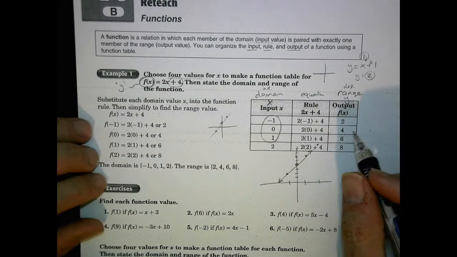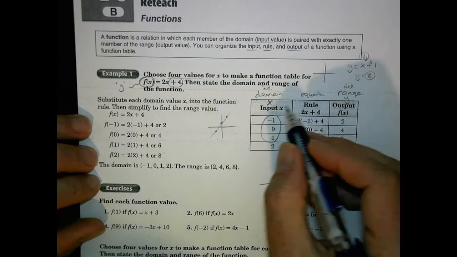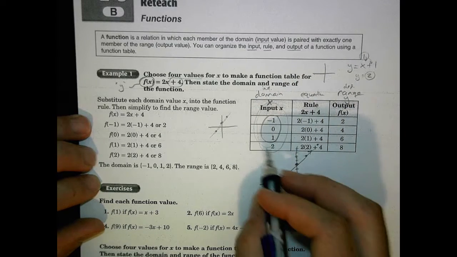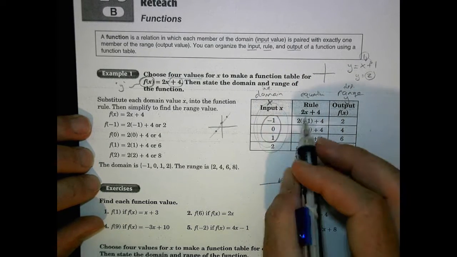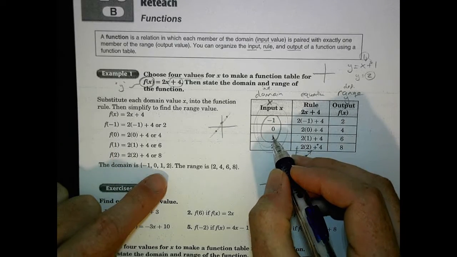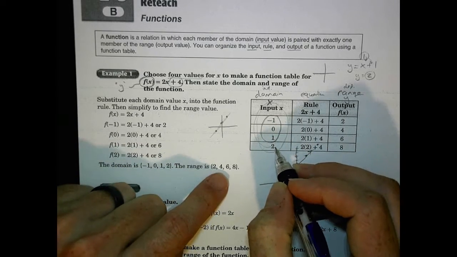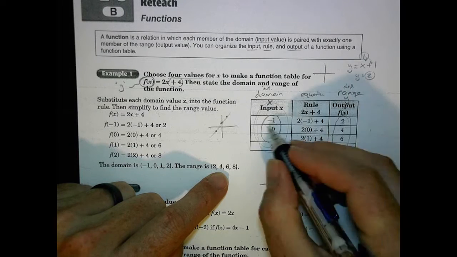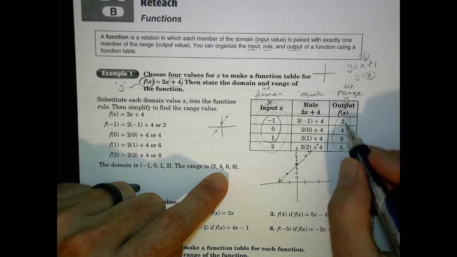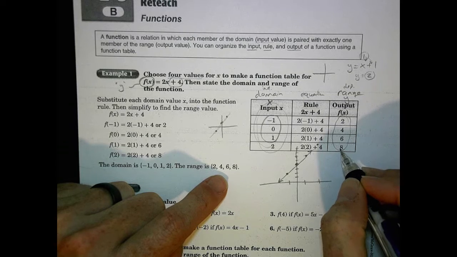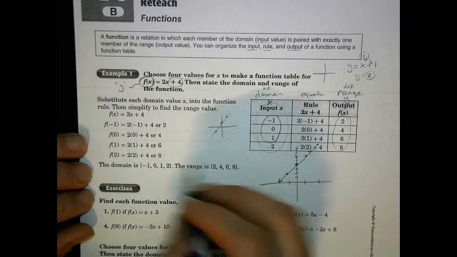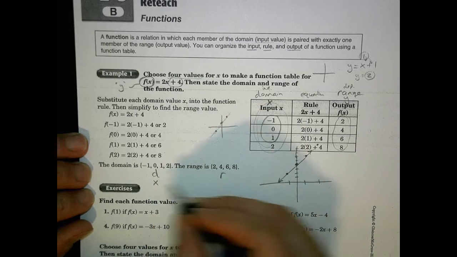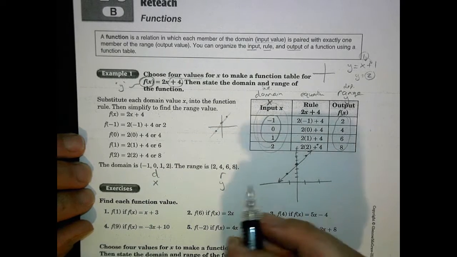Now, when it wants you to state the domain, it means what are all the input values that you're using. In this case here, the domain, what we chose, was -1, 0, 1, and 2. The range becomes all the y values that are the result of running through the rule. So 2, 4, 6, and 8. Those are all the range. So this becomes our domain, and this becomes our range. In a sense, this is our x values. These are our y values.